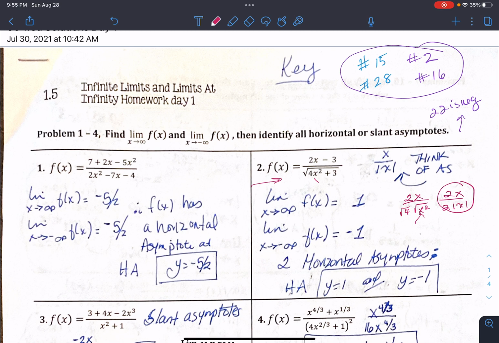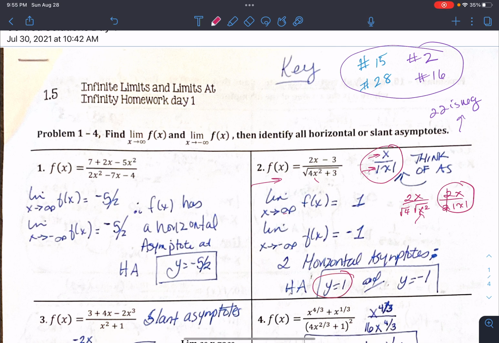And so the 2's go away. That's why I said think of it as that. So if you take positive infinity, and you just put a big number in, the absolute value of a positive number is going to be positive, and so you're just going to have x over x, and it's going to be 1. So you have a horizontal asymptote at y equals 1.